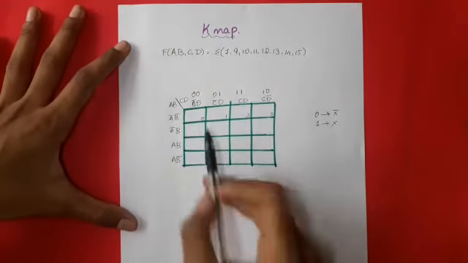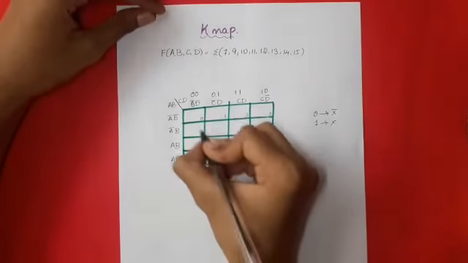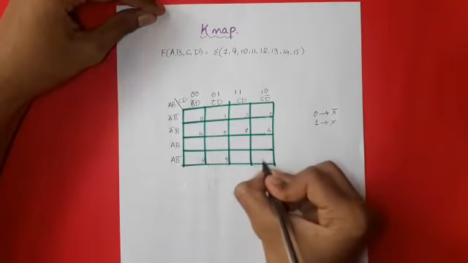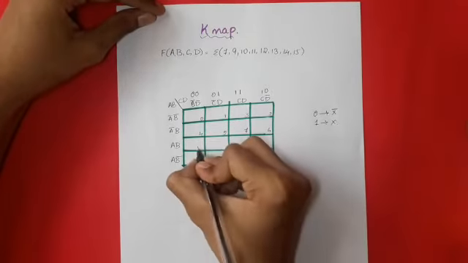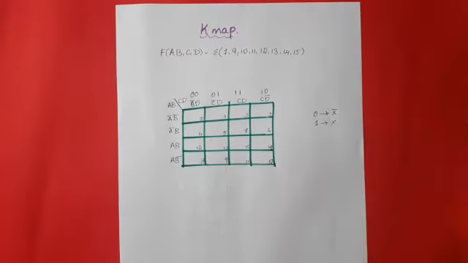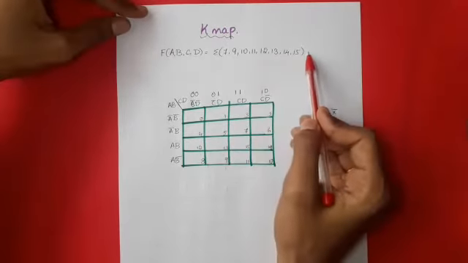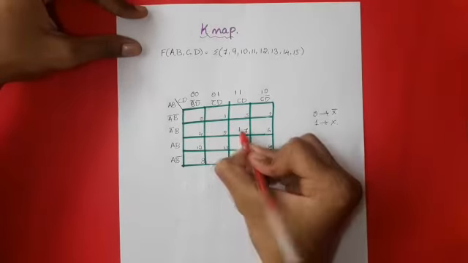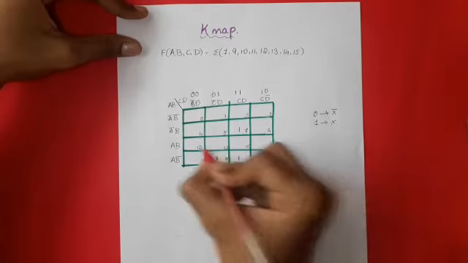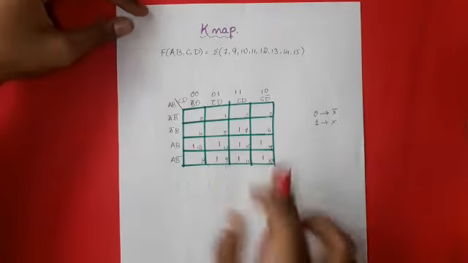So the numbers also should be written in the correct format, that is 0 1 2 3 4 5 6 7 8 9 10 11 12 13 14 and 15. Okay, there are these many boxes. So wherever they have given numbers, in those places you need to write 1. So 7, 9, 10, 11, 12, 13, 14, 15. Like this they have given.